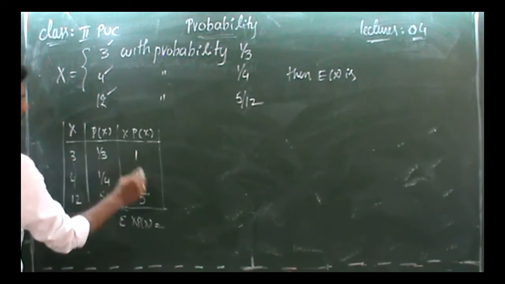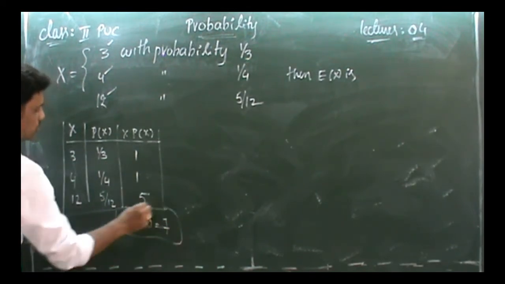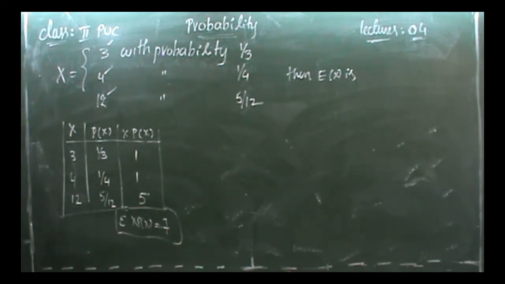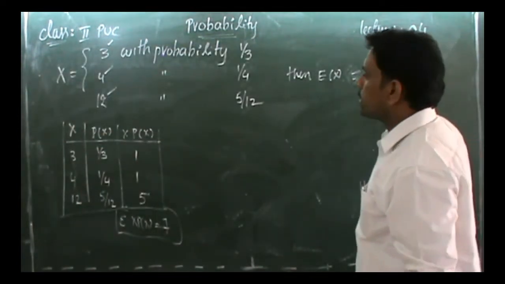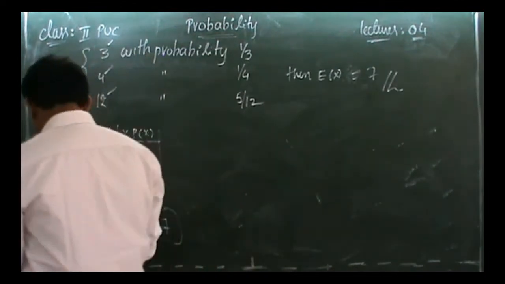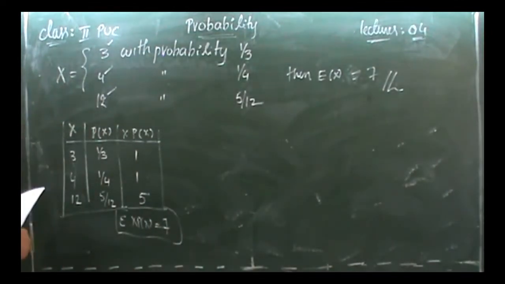So 5 plus 1 is 6, 6 plus 1 is nothing but 7. So what is the expectation of this value? The expectation of this value is 7. In this manner, we will find out the values. So next, we'll see if there are any questions on this model.